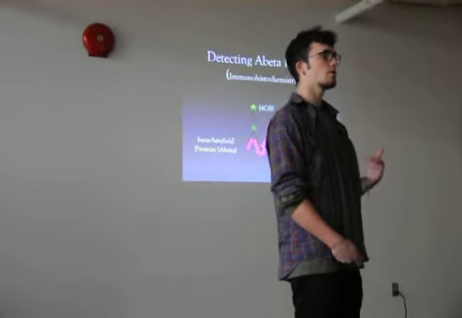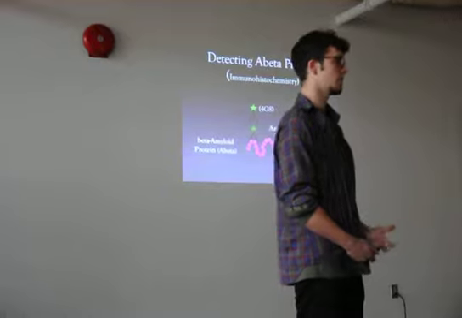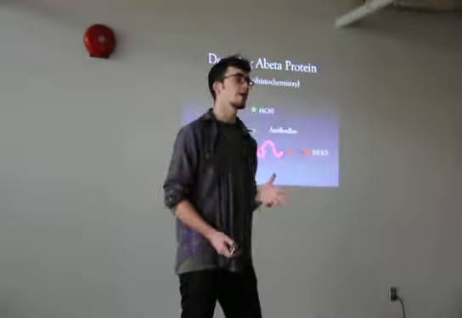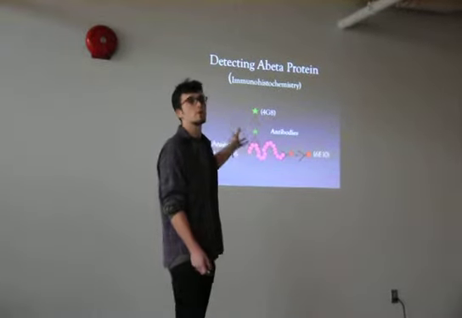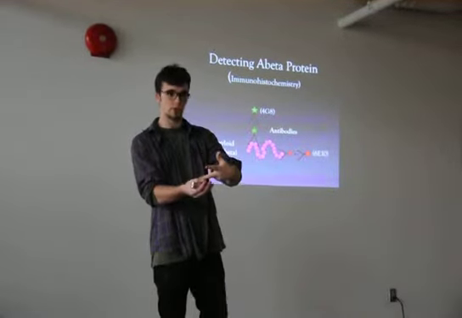So a technique that we've used to detect the A-beta protein in the retina is termed immunohistochemistry. It sounds like a complicated term, but when you break it down, it really isn't that complicated. So immuno indicates the use of the immune system. We use antibodies that bind to proteins like suction cups in tissue.